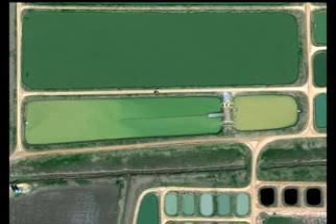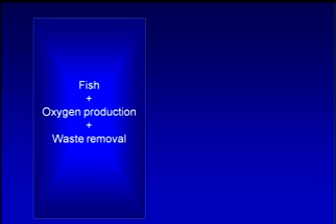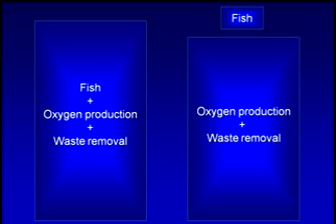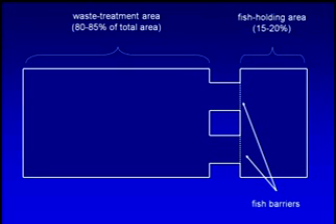Species of open pond culture and builds on the partitioned aquaculture system technology described in part one of this video series. In traditional pond production, fish production, oxygen production, and waste reduction all occur in the same area. But in the split pond system, the fish production area is separated from the oxygen production and waste assimilation area.